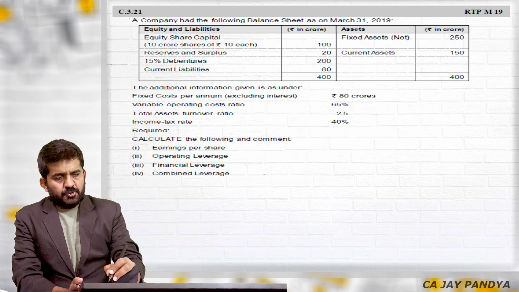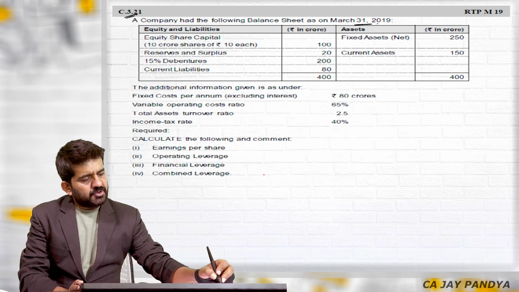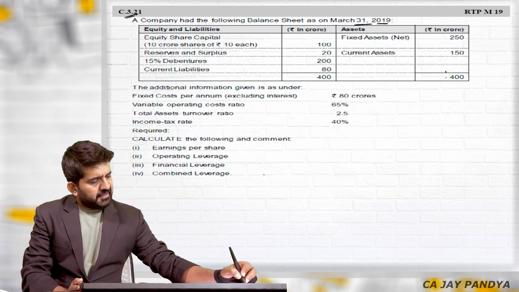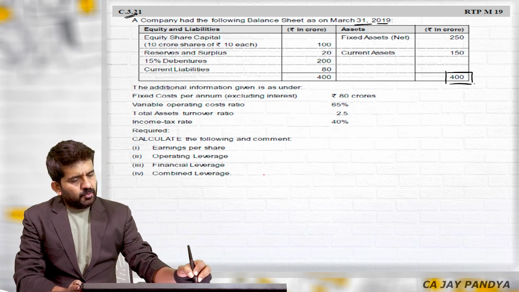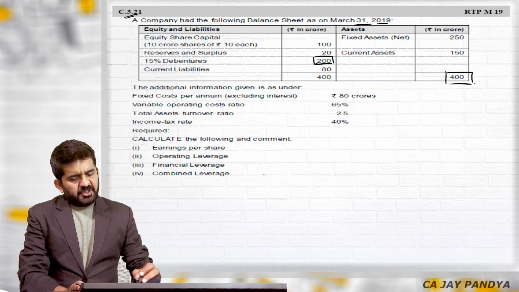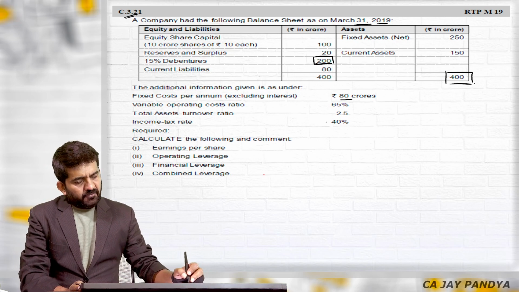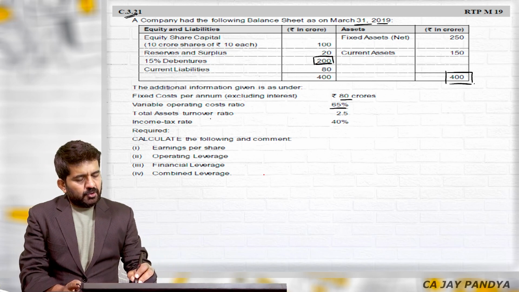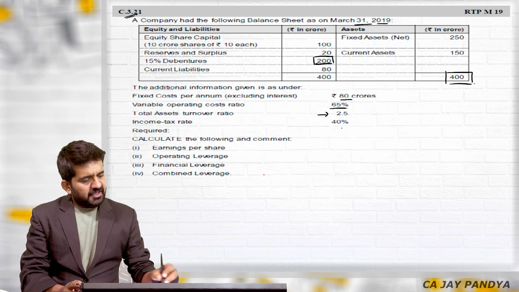Let us do the next question, C 3.21. A company has the following balance sheet as on March 31st, 2019. Fixed assets, current assets, total assets are 400 crores. Equity share capital is 10 crore shares worth rupees 10 each. Reserves and surpluses, and 15% debentures of 200. The additional information is given as under. Fixed cost per annum is 80 crore. Variable operating cost ratio is 65% of sales. Total asset turnover ratio is 2.5. I will be getting sales from it. Income tax rate is 40%.